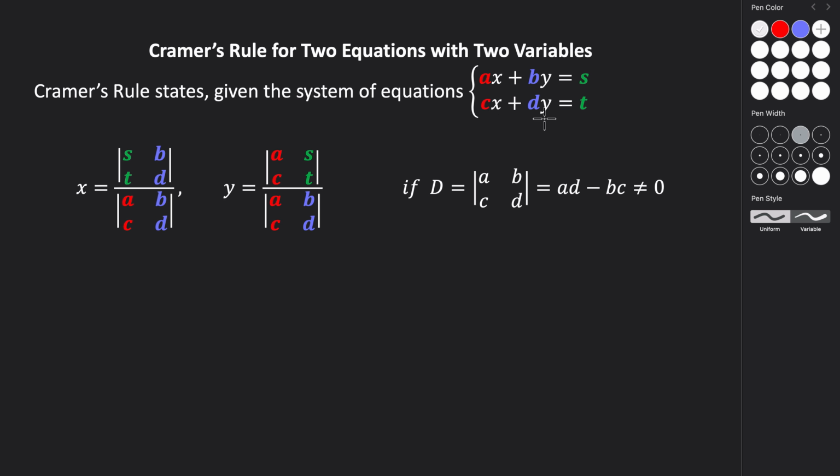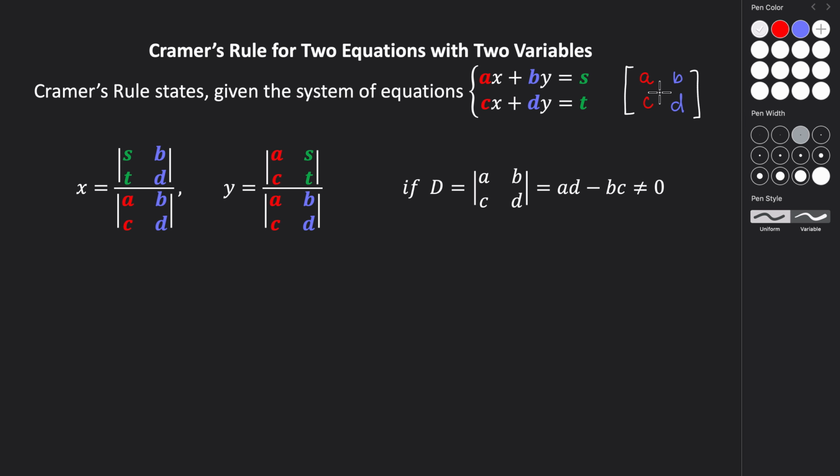equals s and cx plus dy equals t. From this, we're going to construct something called the coefficient matrix. The coefficient matrix is a matrix that uses the coefficients of our x and y values to help us in finding the solutions to this system. The first column of our coefficient matrix is just the coefficients of your x terms, so we have a and c here. The second column of your coefficient matrix is the coefficients of your y values, so b and d here. This matrix is called the coefficient matrix.